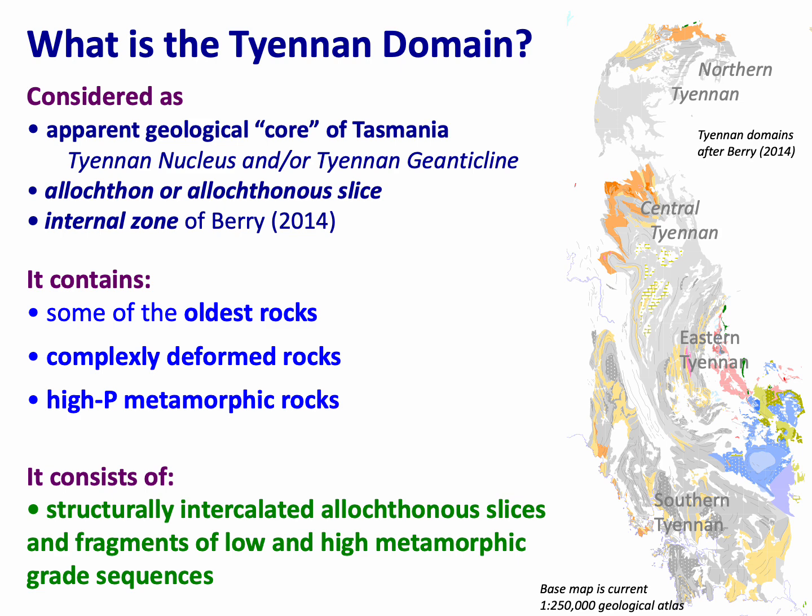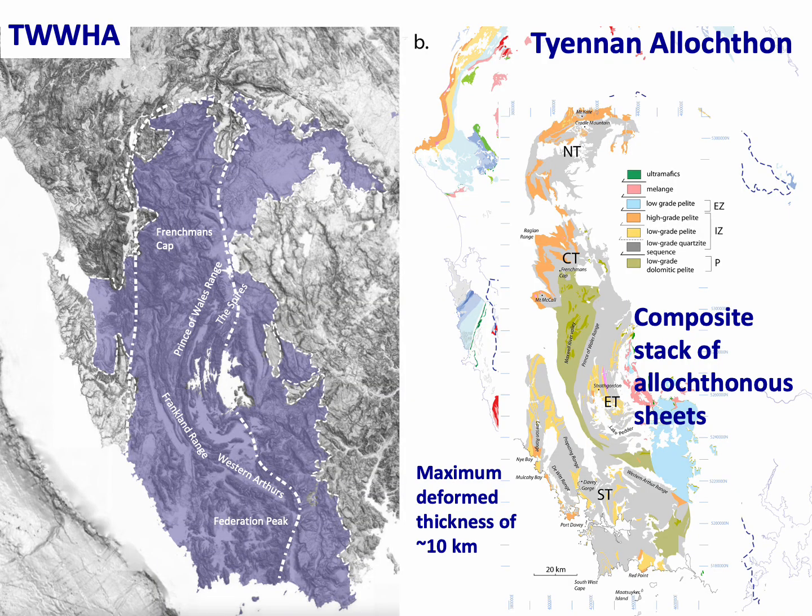Originally defined as the Tyennan nucleus or geanticline, it is now considered as an allochthon or allochthonous slice and represents the internal zone of Berry 2014. It contains some of the oldest rocks in Tasmania, some of the most complexly deformed rocks, associated with high-pressure metamorphic rocks with pressures up to 1.96 gigapascals, indicating metamorphism to depths of approximately 70 kilometres. The allochthon consists of structurally intercalated slices of low and high-grade metamorphic sequences.